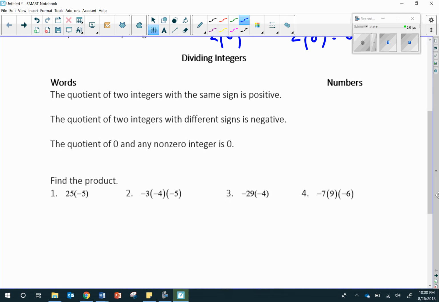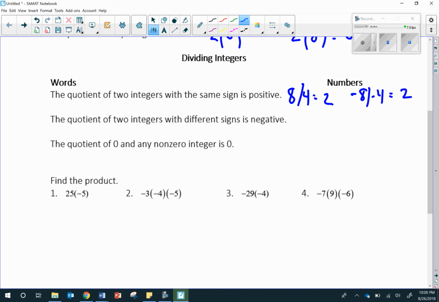Now let's talk about how to divide integers. The quotient of two integers with the same sign is positive. 8 divided by 4 equals 2. Negative 8 divided by negative 4 also equals 2.